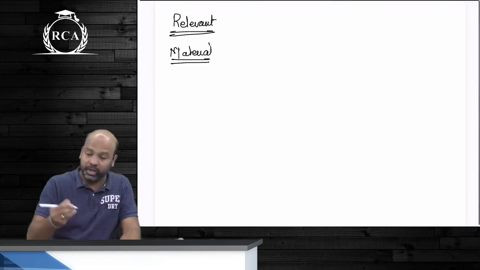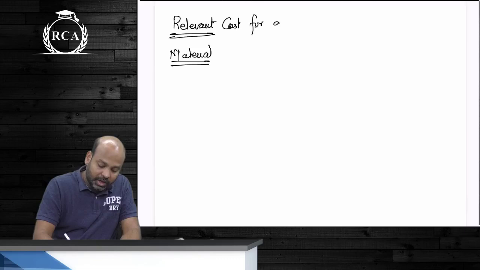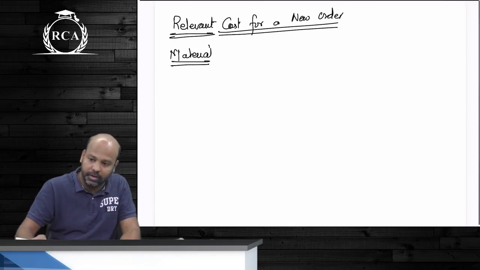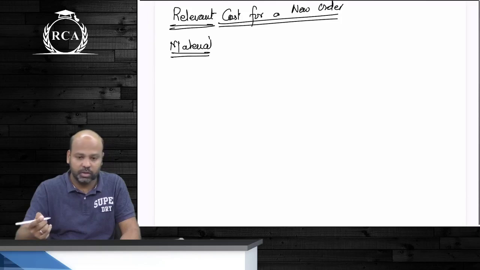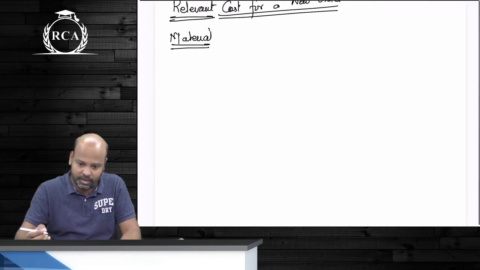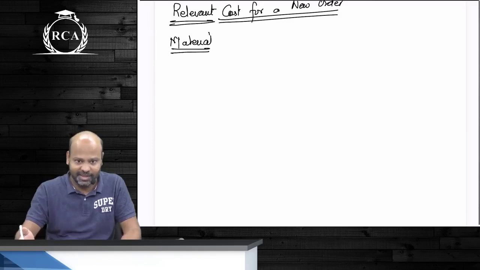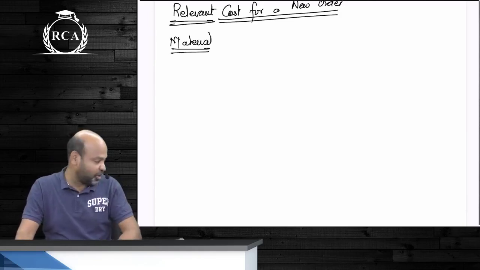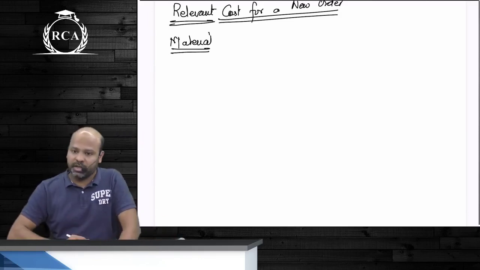Whenever they talk about material, what are we talking about? Relevant cost for a new order. Relevant cost for a new order. First, material. In material, what are you going to check?